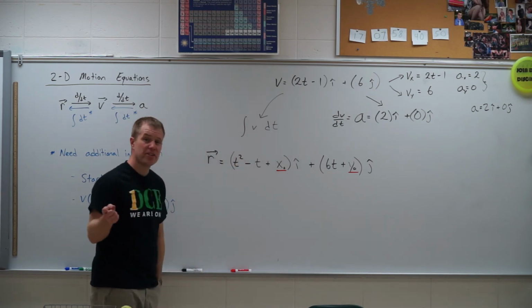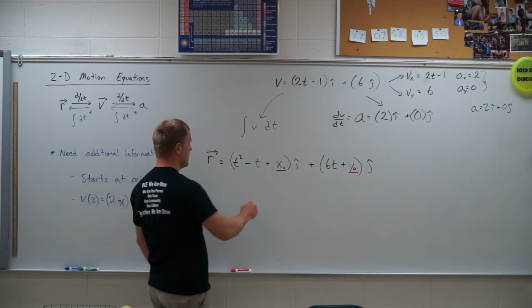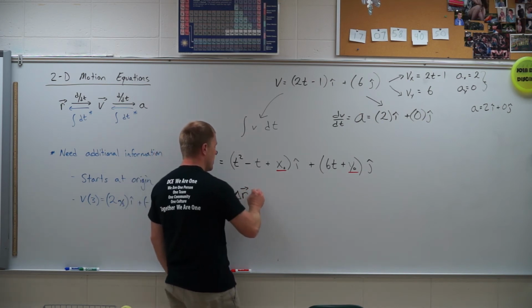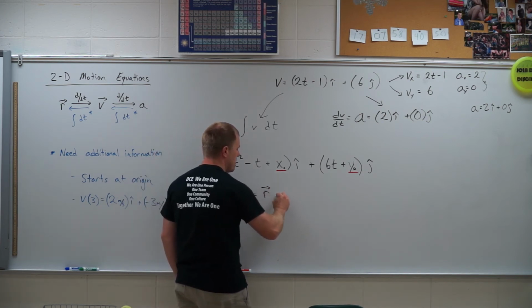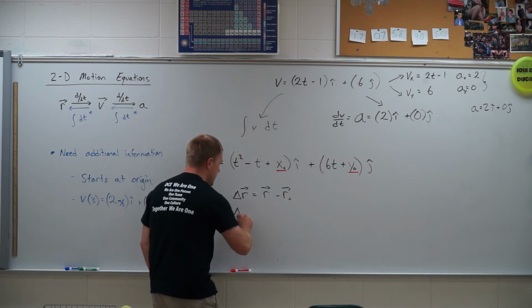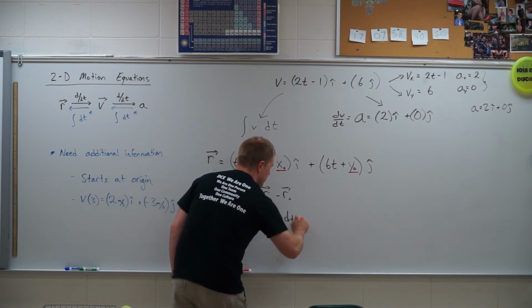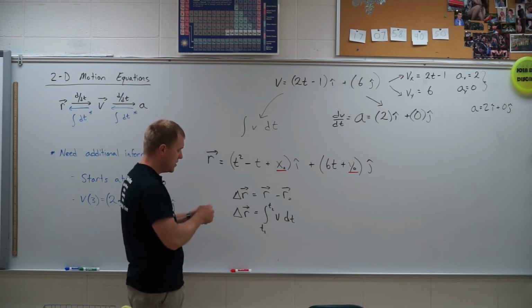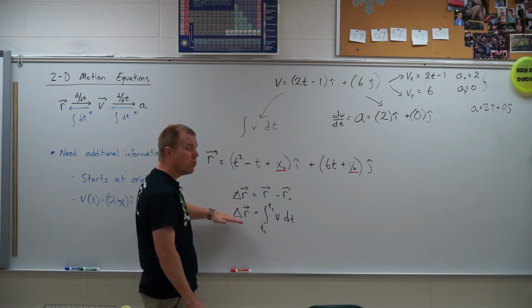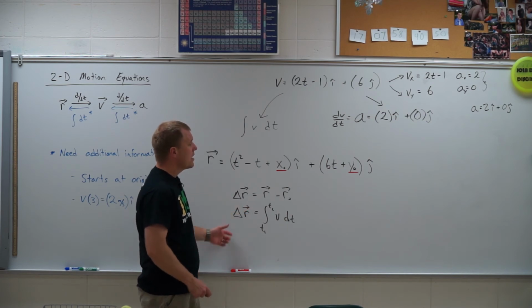Some other things are still the same. When we want to find the displacement, so delta r, I'm still doing the final minus the initial. Or to find the displacement, I can take the definite integral from t1 to t2 of my velocity function as well. Either one of these will work just the same as we did last chapter.